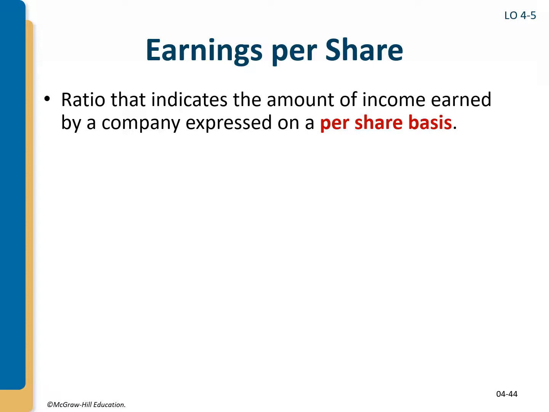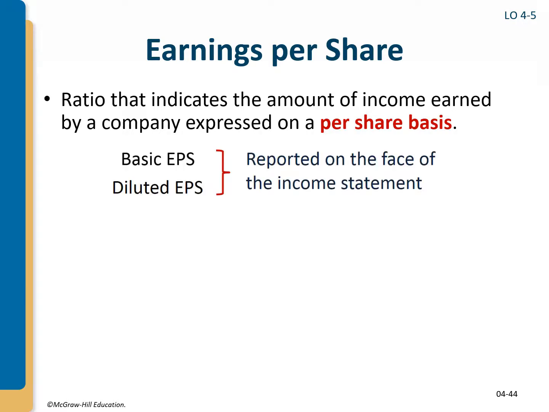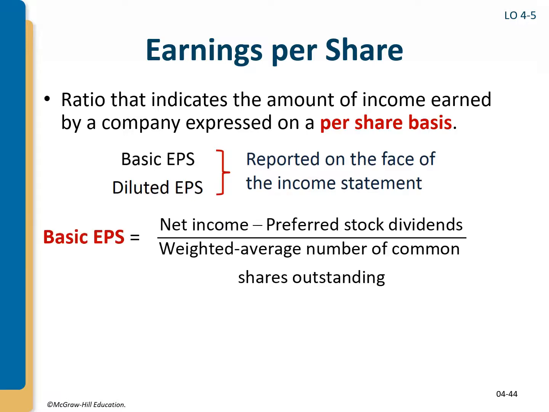Earnings per share, here it is. It's a ratio that tells us the amount of income earned by a company for each share of common stock. There are two major kinds. You're not going to learn diluted earnings per share this semester, but basic you are. But both are reported on the income statement. And here's how you calculate basic earnings per share. Net income of the company. Remember, what's net income? It's the bottom line. It's all the income that's available to the shareholders.